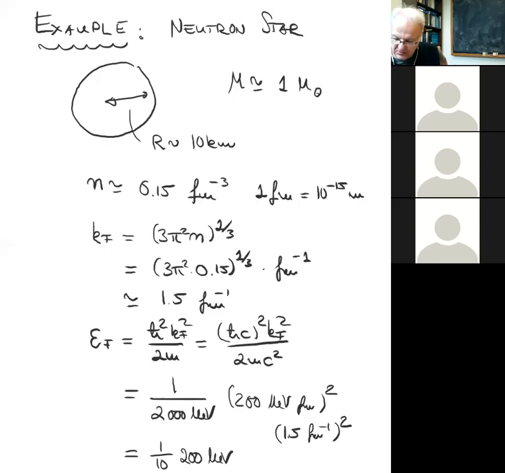So 200 divided by 10 would be 20 MeV. And 1.5 squared is what, 2.3 or something like this, 2.25. Okay, so then 200 divided by 10 is 20, and so this would be about 40 MeV or so. Again, you can easily do that more precisely. So the Fermi energy in a neutron star is about 40 MeV.